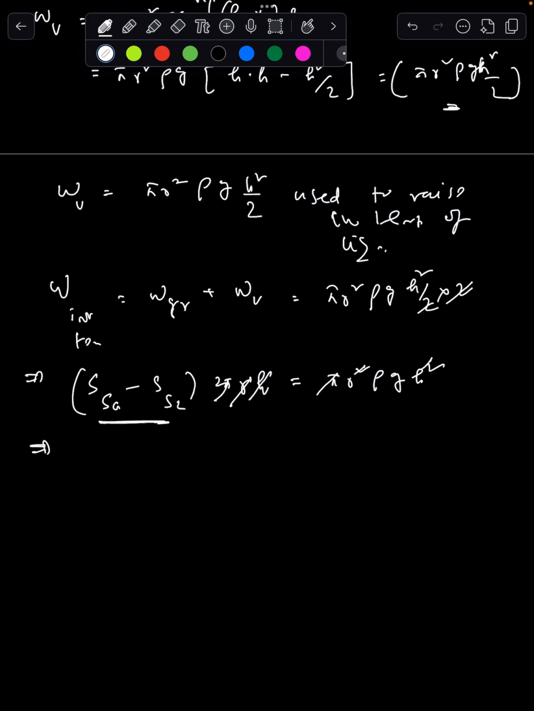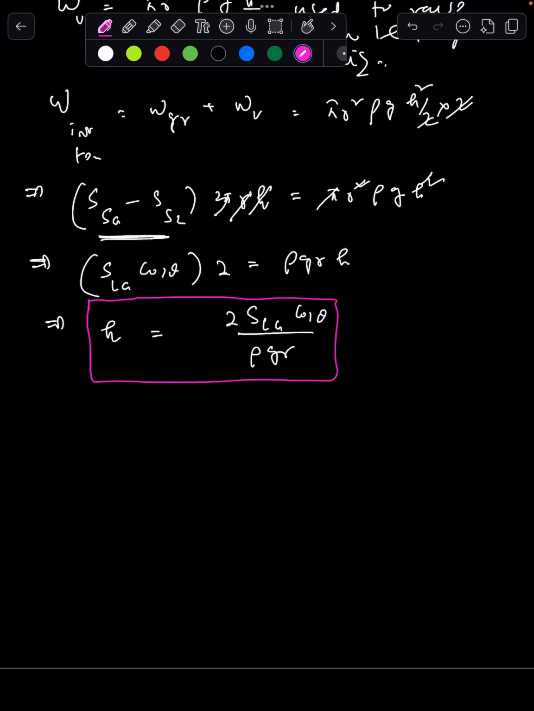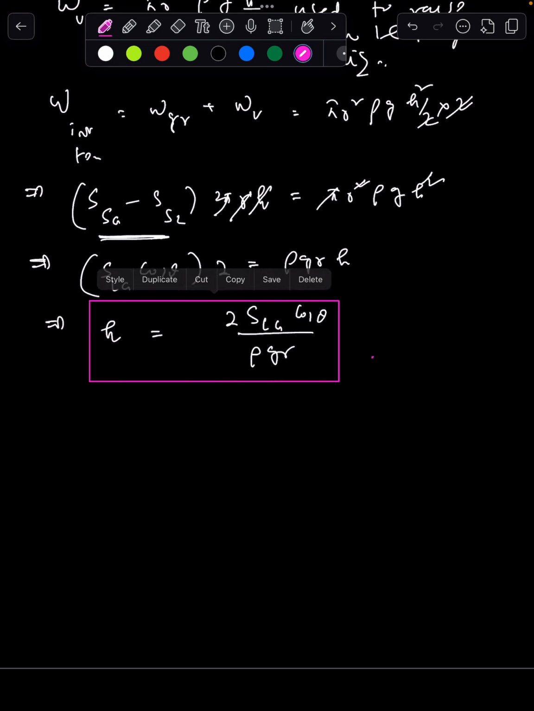Earlier this value S_sg minus S_sl, from this equation, S_sg minus S_sl is equal to S_lg cos theta. So you can write S_lg cos theta into 2 is equal to rho g r into h. You will get a very interesting equation. h equals 2 S_lg cos theta by rho g r. Come on, amazing. This is nothing but capillary rise, right? So this is another way of looking into the in-depth points of surface tension.